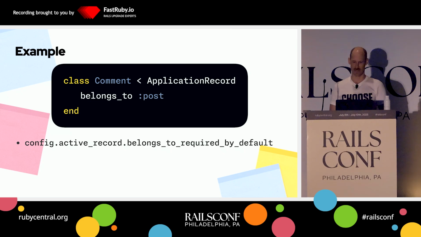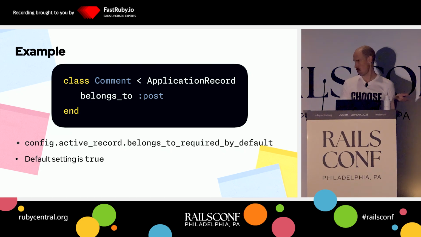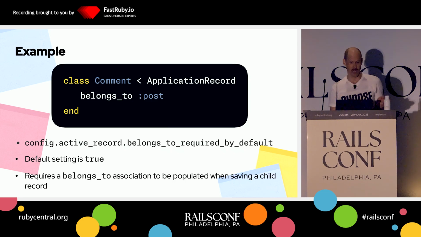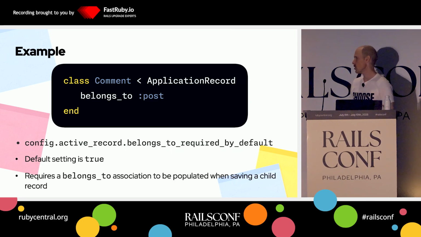config.active_record.belongs_to_required_by_default. The default setting is true. Okay? So if I don't ever specify this configuration in application.rb, Rails is going to assume the value is true. And what does it do? Well, it requires that a belongs_to association be populated when saving a child record.